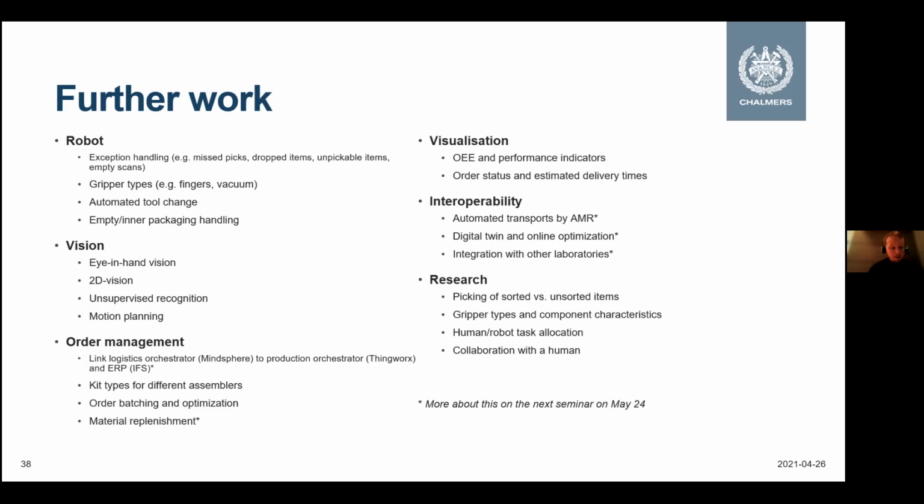We want to have the ability to order different kit types, for example, if the assembly should be done manually or automated or collaboratively. We're going to look at order batching and how to optimize which orders are performed in what order in the kitting process. And also material replenishment, how to replenish material when a bin becomes empty, for example. For visualization, we want to calculate the OEE numbers and also different performance indicators to track the process in a good way. And also to get order status and estimated delivery times.